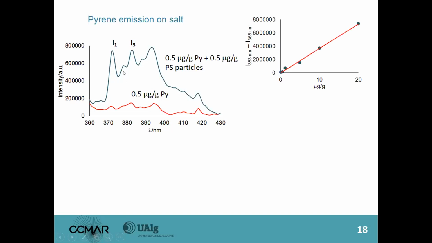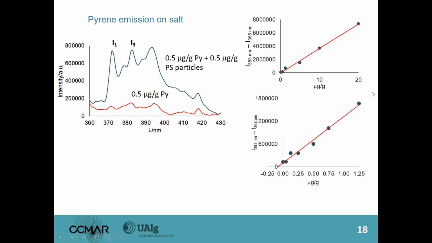We were wondering if we could use this emission increase to quantify the amount of polystyrene on salt surface. And what we got is this graphic here. You have an increase of the emission with the concentration of polystyrene on salt surface. If we go into smaller concentrations, here in the range 0 to 20, the behavior is also linear, in the range between 0 and 1.25. So this is pure salt, NaCl, with pure polystyrene.